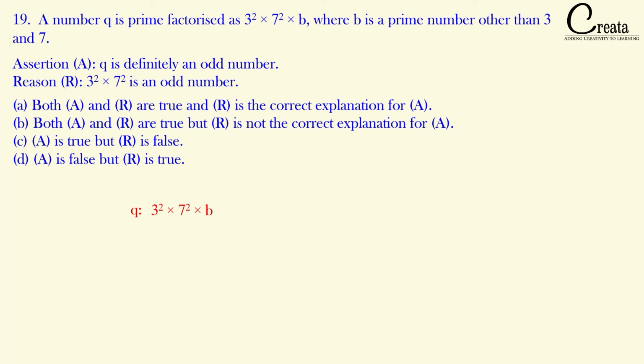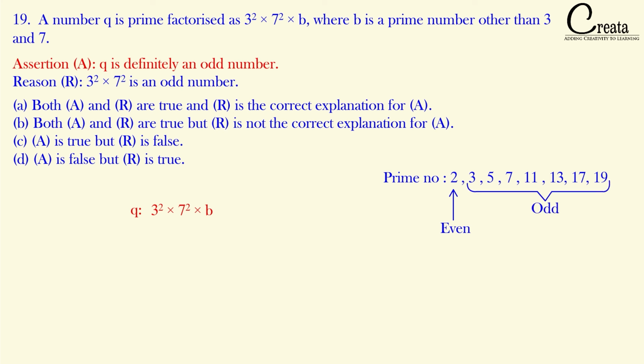In the assertion, it is given that q is definitely an odd number. So let's check whether q is an odd number or an even number. Here it is given as 3 square into 7 square into b, and b is a prime number. What are prime numbers? The prime numbers are 2, 3, 5, 7, 11, 13, 17. All these are prime numbers. The only prime number which is even is 2. All the other prime numbers are odd. This is the trick that we will use to solve this question.